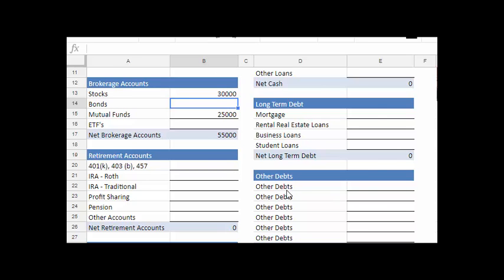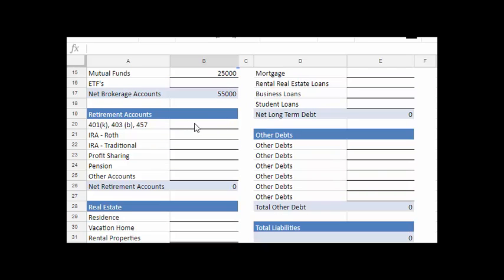Retirement accounts are next. This would be your 401k, any IRAs. If you have maybe a cash balance pension plan, you can put those all right here. And if you also have some profit sharing with a company or something along those lines, again, the pension is the cash balance pension plan. And any other accounts that you might have towards retirement, you can put them in this section.